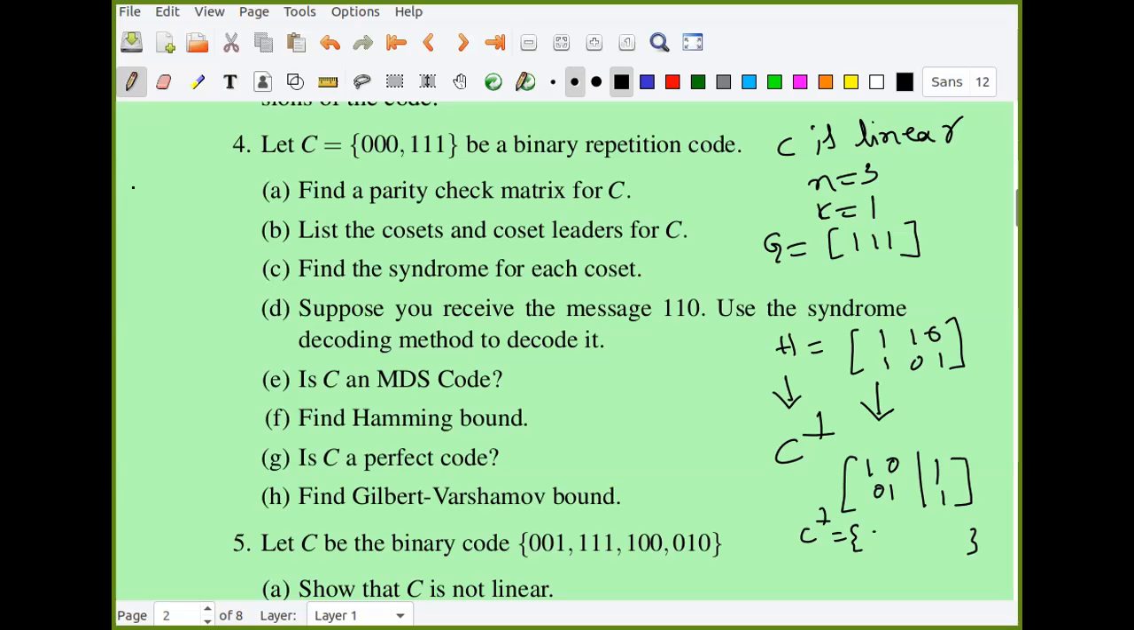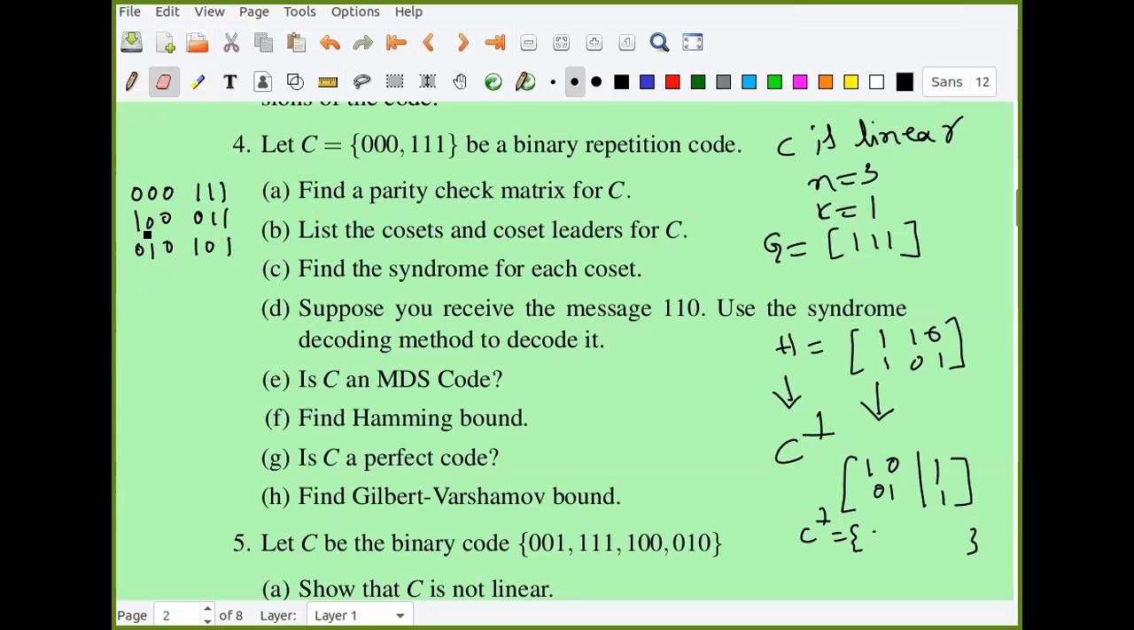C itself will be one of the cosets. So I'll write that 0 0 0 1 1 1. This is one coset. Now, what is the next coset leader we take? 1 0 0. Now, what is the element here? 0 1 1. Next coset leader 0 1 0. Here 1 0 1. Next coset leader 0 0 1.